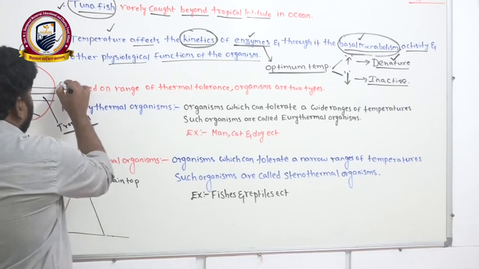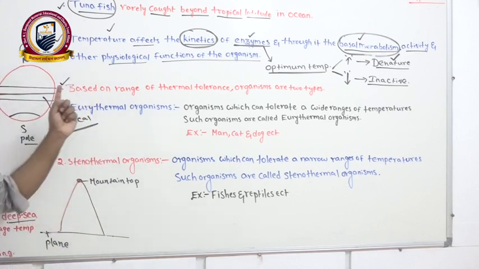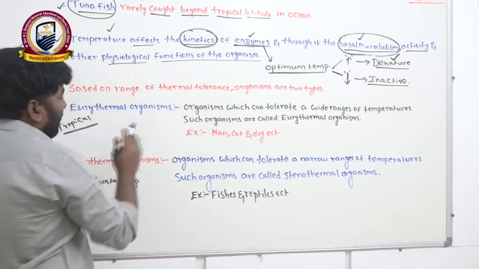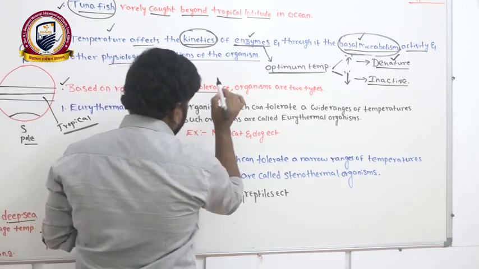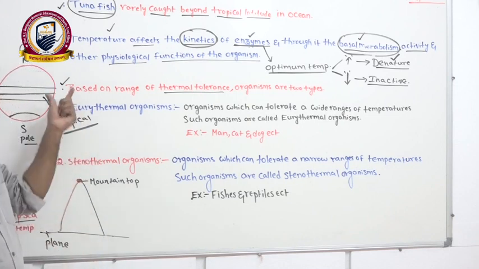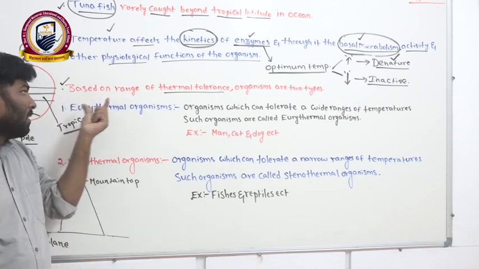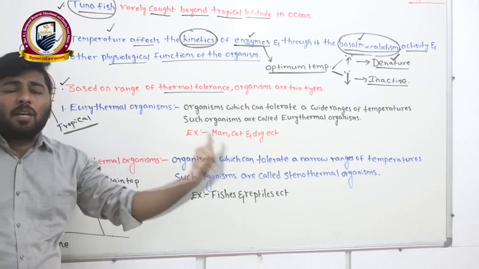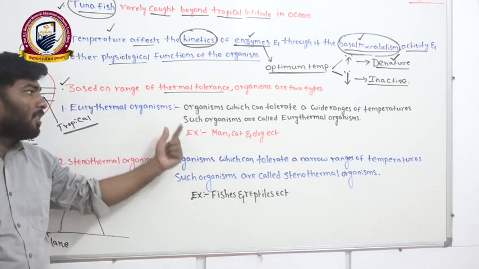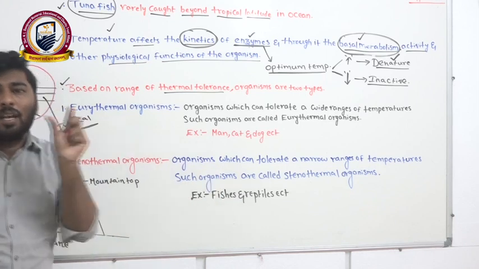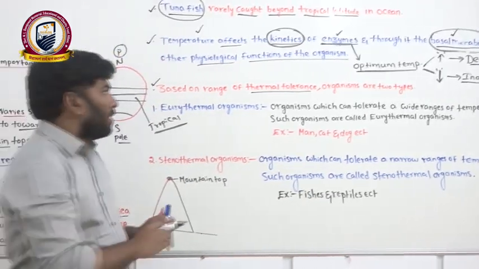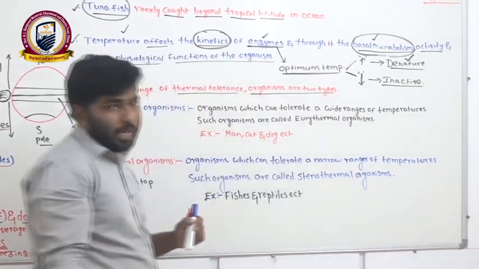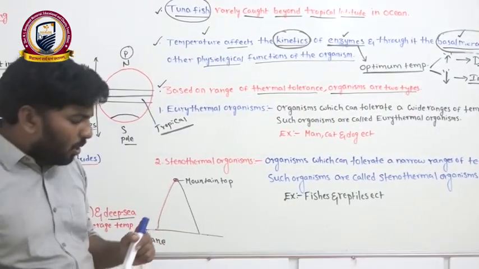Clear? Right. Now the next point you can see here, based on the range of thermal tolerance. For example, some organisms may be present in wide ranges of temperatures. Some organisms may exist only in narrow ranges of temperatures. Based on that, we can classify organisms into two types.